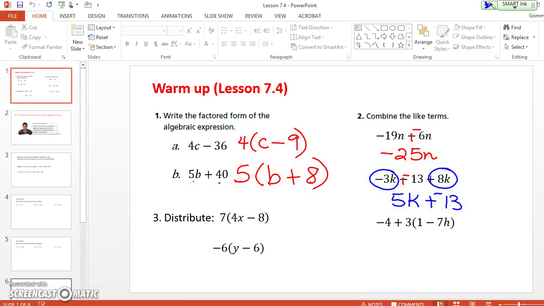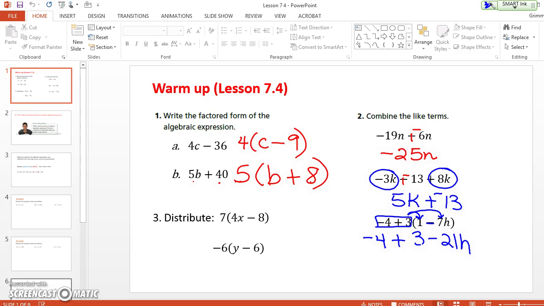Parentheses, good. So I'm going to go ahead and distribute and take 3 times 1. 3 times 1 is 3. Keep your sign. And then 3 times 7 is 21h. And then I keep this on there too. So negative 4 plus. I cannot add negative 4 plus 3. I can't do this first because that's not order of operations. Order of operations says I have to multiply, divide before I can add and subtract. So that's why you can't do that. You have to multiply first.